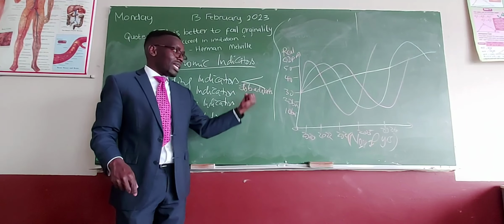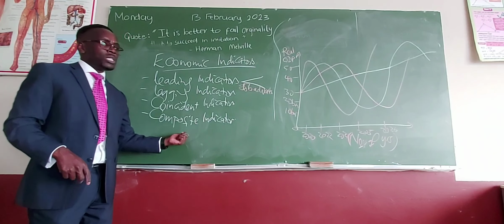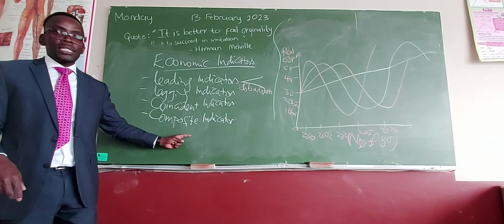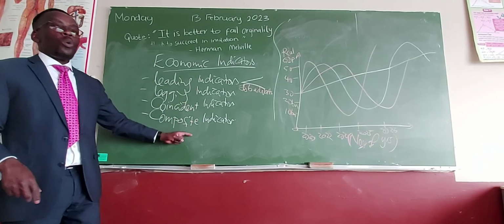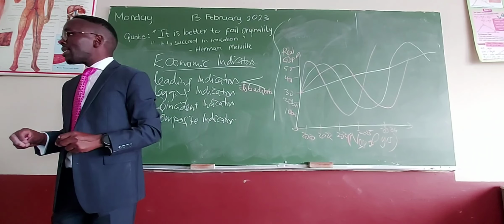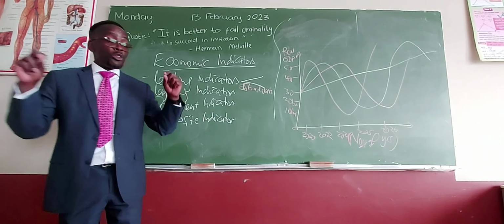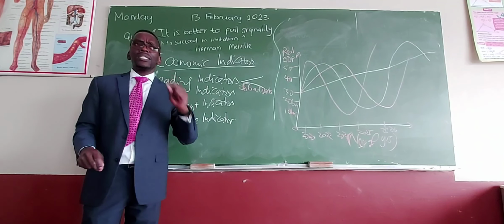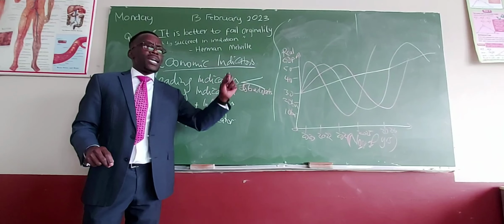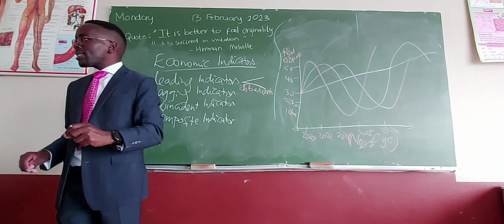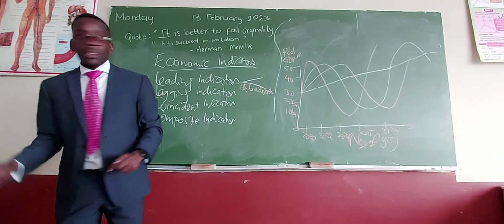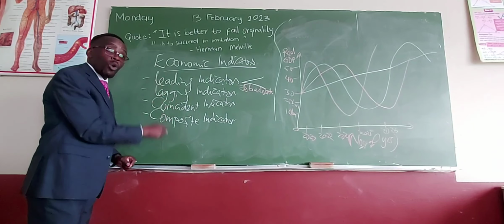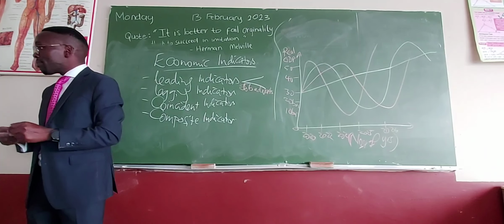Right. And then these types of indicators that we have looked at here, both the leading, the lagging, the coincident, and the composite, they are all what we call economic indicators. They are all examples of economic indicators. Now, in the exam, when the examiner asks you to write an essay discussing in detail the economic indicators, learners must understand they are supposed to be discussing leading, lagging, coincident, and composite. That's what we are supposed to discuss.